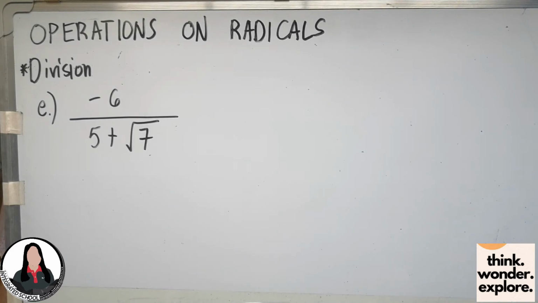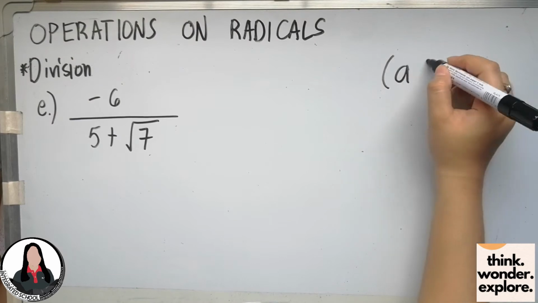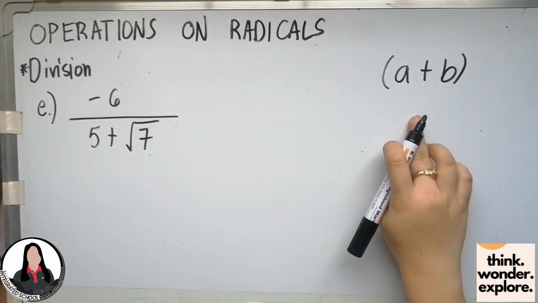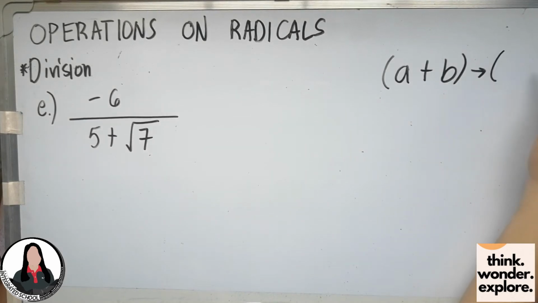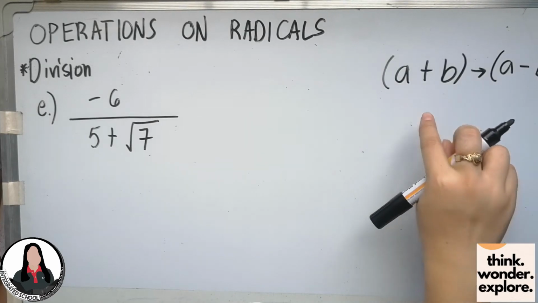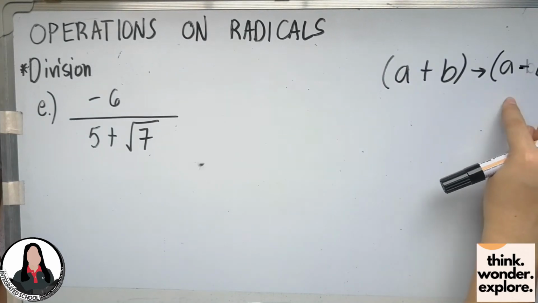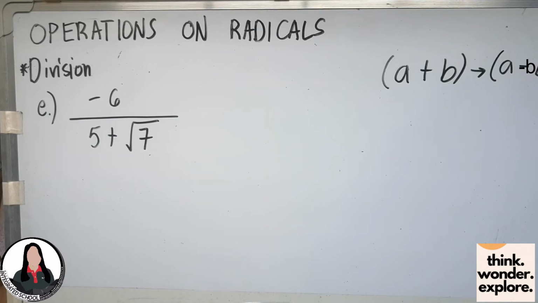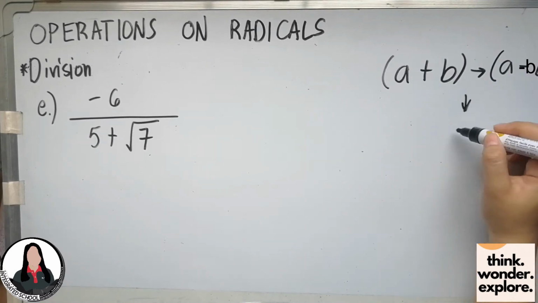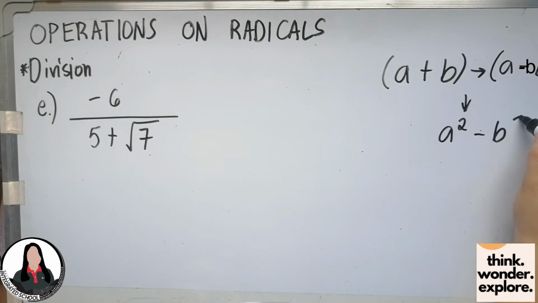So, for the conjugate of binomial, for example, we have A plus B. And for us to get the conjugate of A plus B, that is equivalent to the same terms, A and then B, and then babalik rin lang natin yung sign na positive as negative. Then therefore, we get the conjugate of A plus B, which is A minus B. Now, when we multiply the conjugates of a binomial, we will get the difference of two squares. So in this case, that is equivalent to A squared minus B squared.